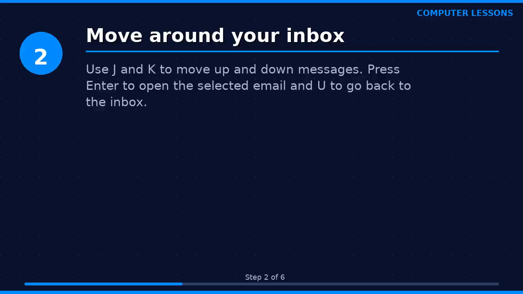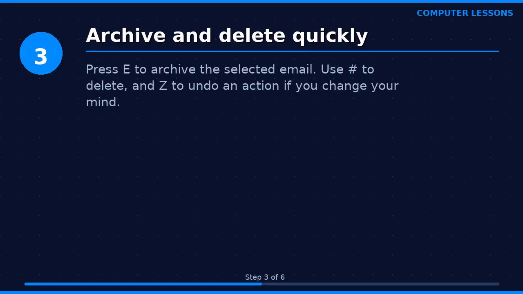Step 2. Now let's learn how to move around without your mouse. In your inbox, tap the J key to move the highlight down to the next email, and K to move it up. When you're on the email you want, press Enter to open it. When you're done reading, hit U to jump right back to the inbox instead of clicking the back button.